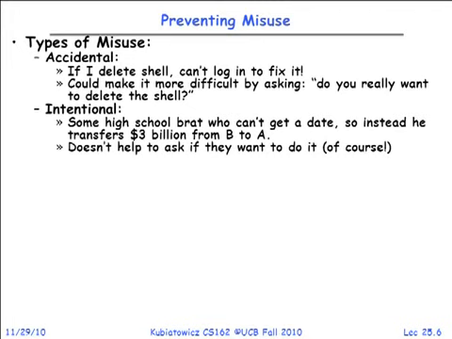Accidental stuff is arguably easier to prevent than intentional, which is, some high school brat, basically, I got here, can't get a date, transfers $3 billion from B to A. And it really doesn't help to ask if they really want to do it because, of course, they want to do this. Okay, and so this is a question of, are your mechanisms, whatever they are, and your policies, whatever those are, sufficient to prevent this? And of course, in the pantheon of policy and mechanism, what's the part that often fails? How many people think policy usually fails? Okay, how many people think mechanism usually fails?